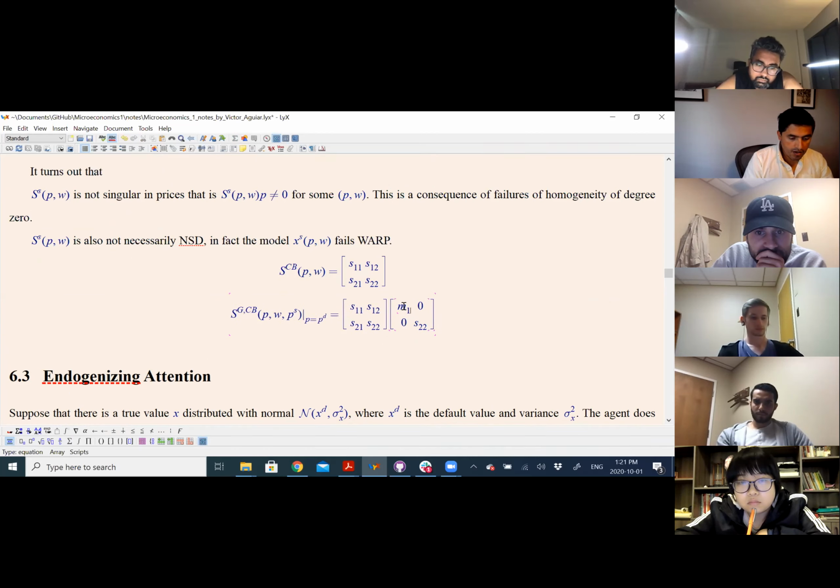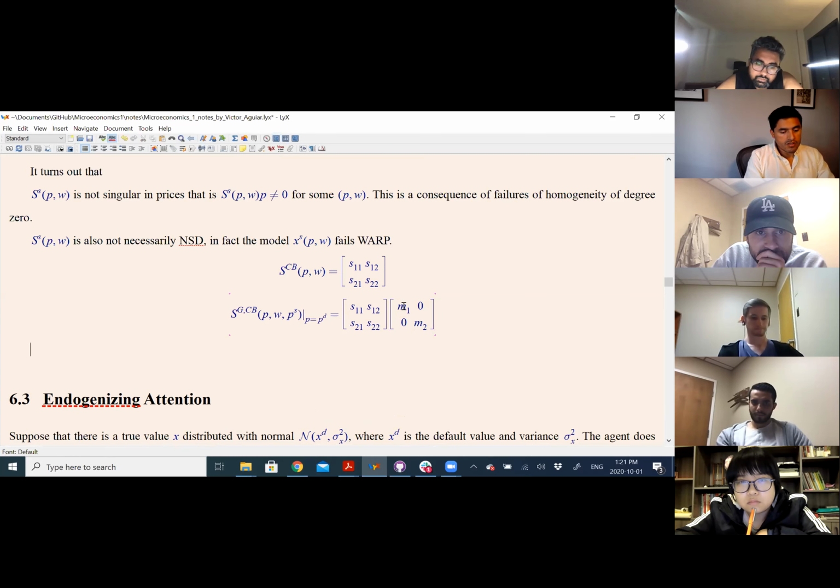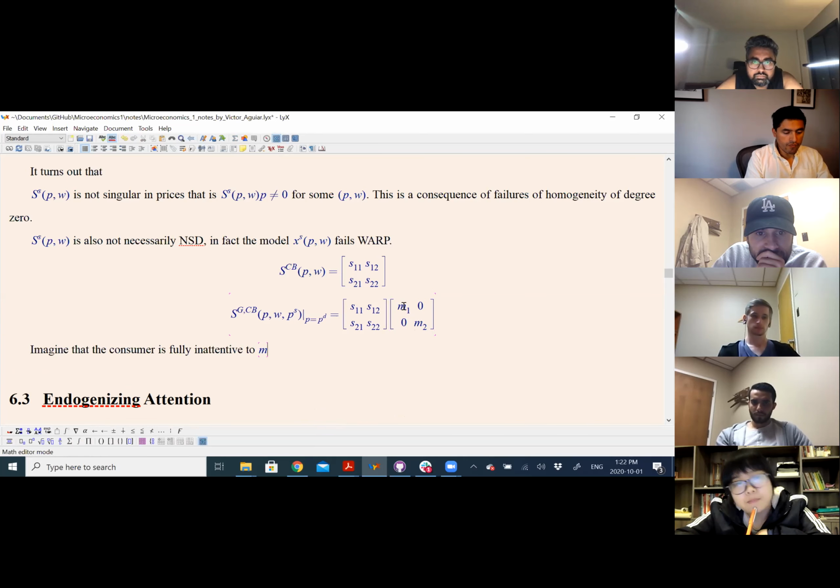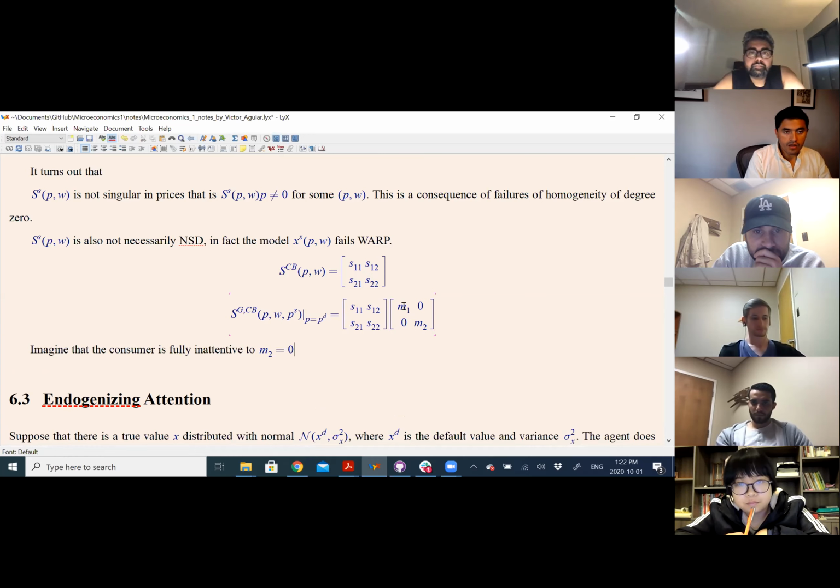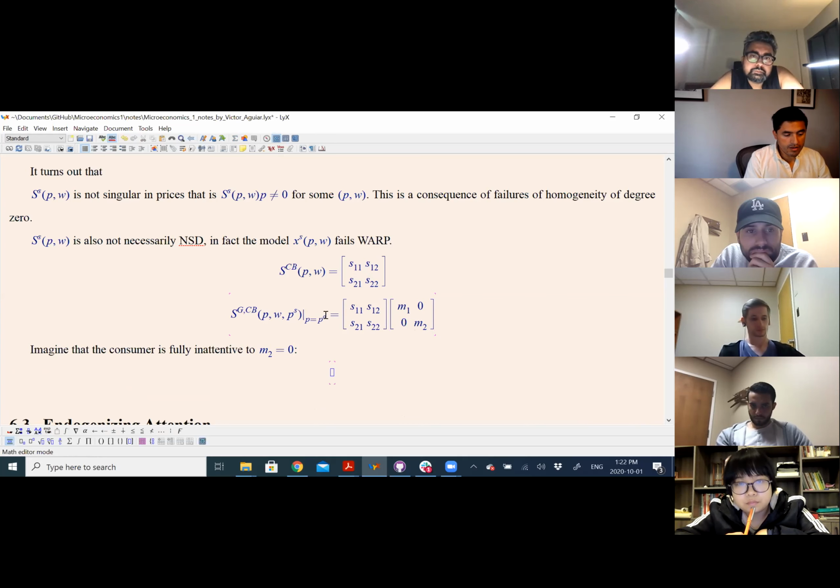M1, M2. So, one example is, imagine, for instance, that the consumer is fully inattentive to good 2. M2 will be 0, right? Yeah. So then what is this matrix going to look like? I'm just going to write down the result.